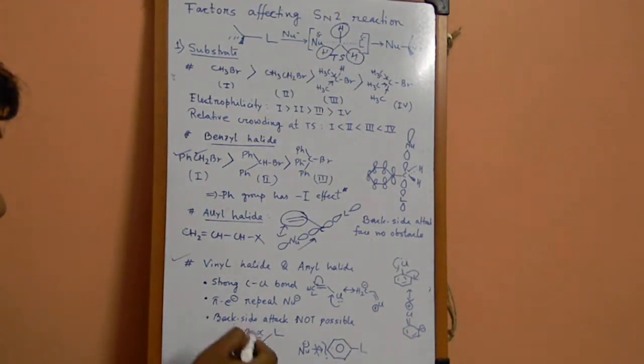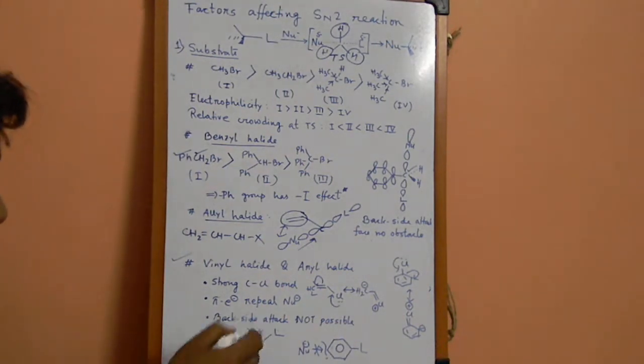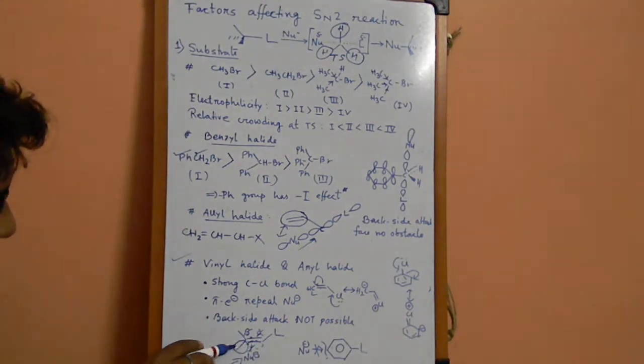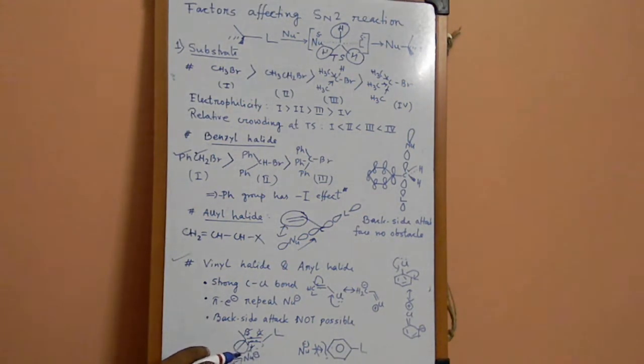Remember one thing, here double bond means there is a pi cloud. So as a whole, this pi cloud with these substituents at the beta carbon will make it very problematic for the nucleophile to attack at this carbon. So there is no possibility of the backside attack. And in the benzene ring, you can imagine it is absolutely not possible.